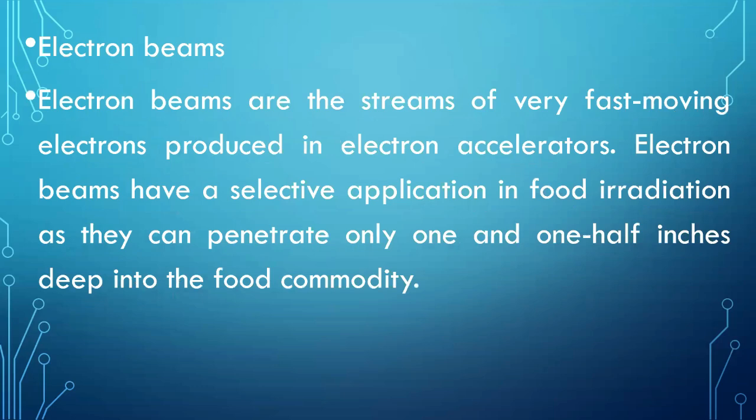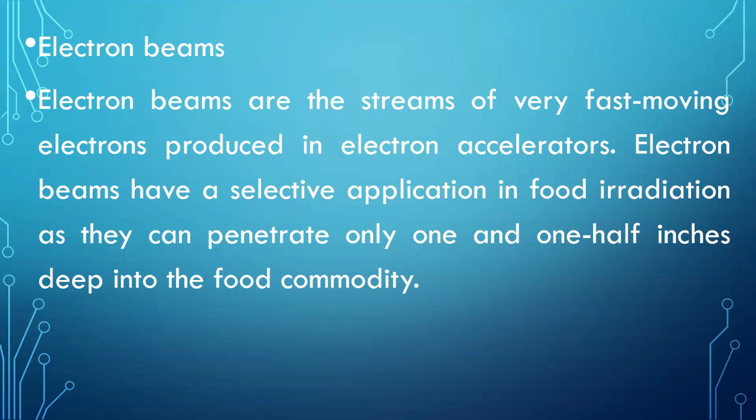Next is the electron beam. Electron beams are streams of very fast moving electrons produced in an electron accelerator. An example of an electron accelerator is the cyclotron. So here we use machines to produce electrons. Electron beams have a selective application in food irradiation, as they can penetrate only 1.5 inches.